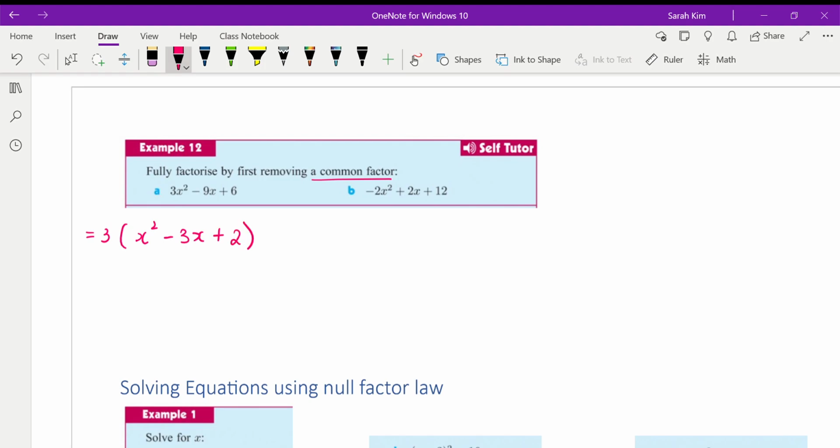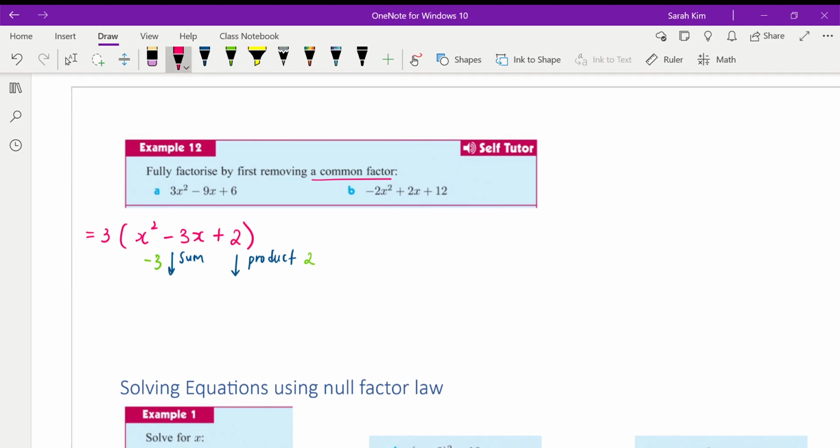Hopefully that's a bit of second nature now. You know how to divide every term by 3. Okay, so this is what I'm working with, the inside of the bracket. So I need to use sum and product. So that's going to be my product. That's going to be my sum. If you need to, write it. So my sum is -3, my product is 2.